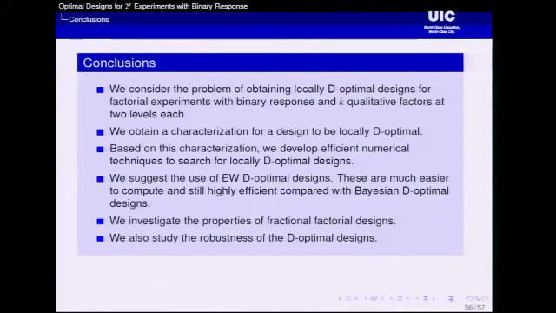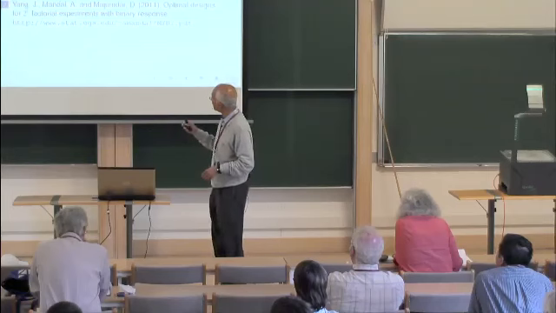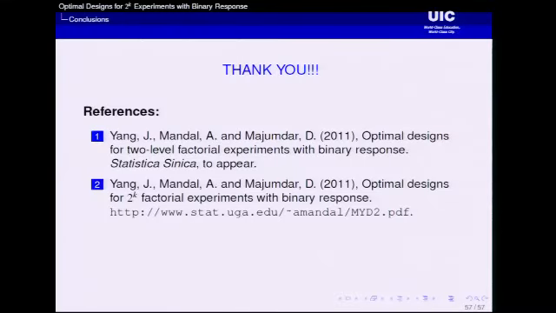Here are the conclusions. So we suggest, actually, let me just point out this one. We suggest the use of EW designs. These are easier to compute and highly efficient compared to Bayes. We have some interesting results about fractional factorials. The EW designs, by the way, turn out to be pretty robust. I couldn't talk about the robustness. We did study robustness quite extensively, robustness with respect to choice of the starting point. And here are the references. Well, thank you very much.